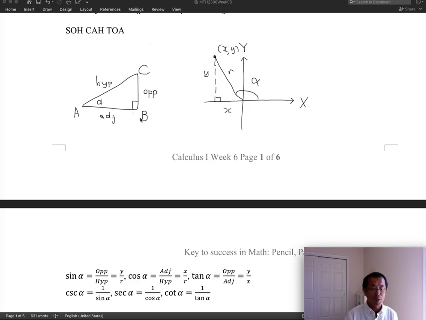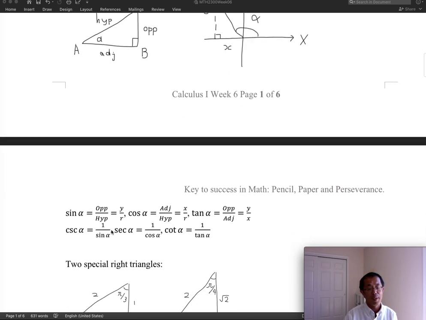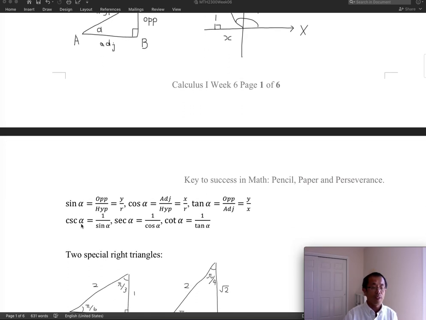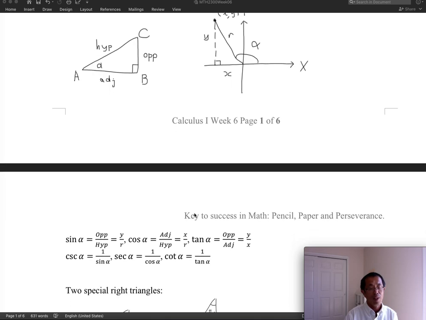And then you may wonder, we do have other trigonometric functions, right? There are three other trigonometric functions. This is just for reviewing purposes. Cosecant is the reciprocal of sine. Secant is the reciprocal of cosine, and cotangent is the reciprocal of tangent. If you know those arrangements, and especially if you know SOHCAHTOA very well, hopefully it's not that hard to follow the trigonometric functions.